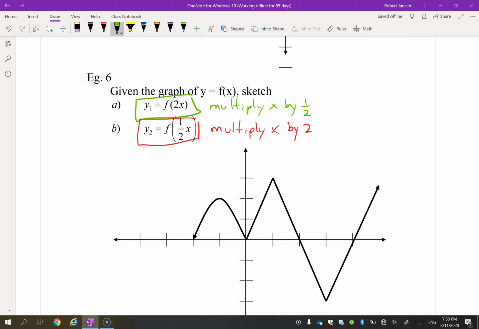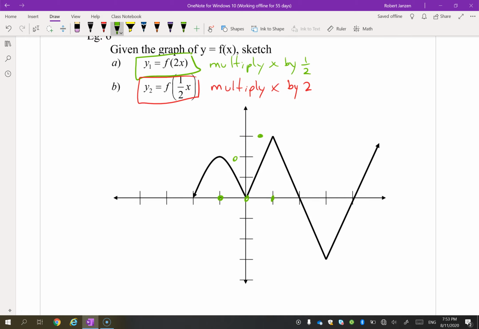Okay, so let's do the first one. If I multiply the x by half, this will go here, here, here, here, here, here, and here. So like that, like this.